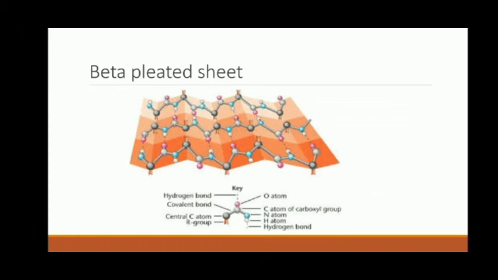So an example of beta pleated sheet is silk protein. Which is the silk protein? Fibroin. This is the beta pleated sheet. This is also a type of secondary structure.